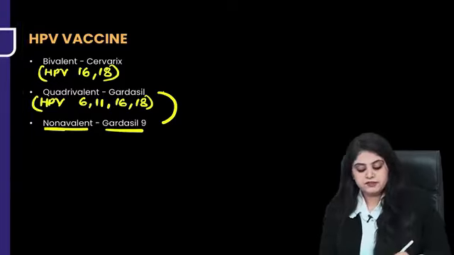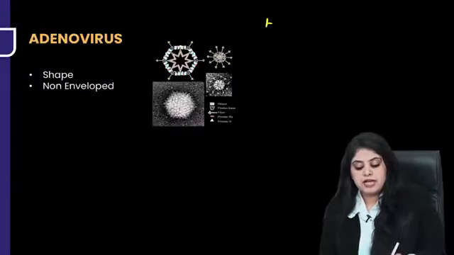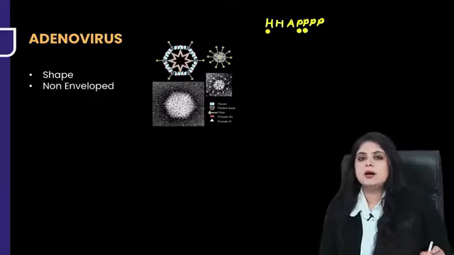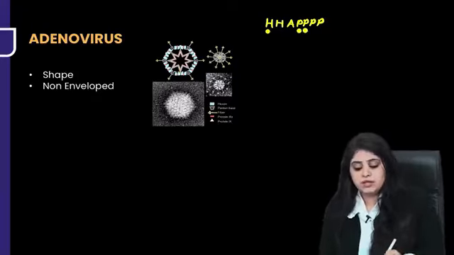What were we doing, guys? If I proceed further, we were doing the happy mnemonic. What all are we left in the happy mnemonic? Jaldi se revise karo. Herpes viridae family done. Parvovirus done. Polyoma, papilloma, that family is done. What are we left with?